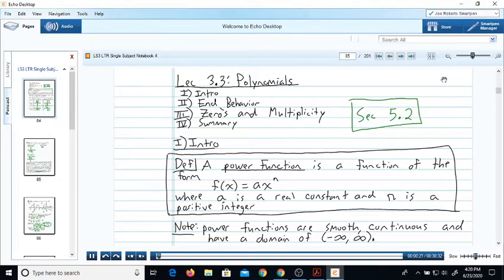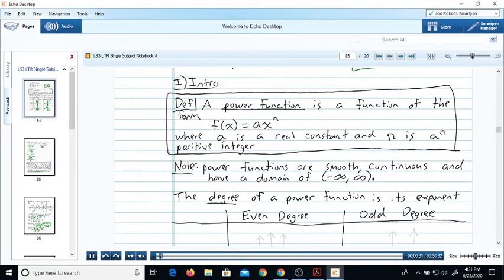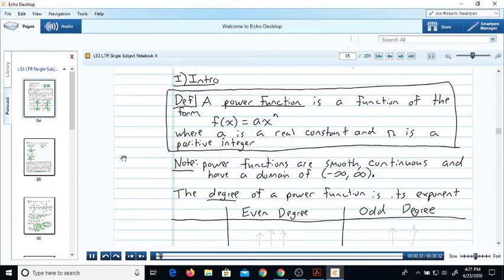Now, a power function is a function of the form written there. This is where a is a real constant and n is a positive integer, and x is, of course, the variable. So a power function means you just have a single powered variable. Now, power functions have smooth and continuous graphs, and they have a domain of all real numbers. Now, the degree of a power function is its exponent.